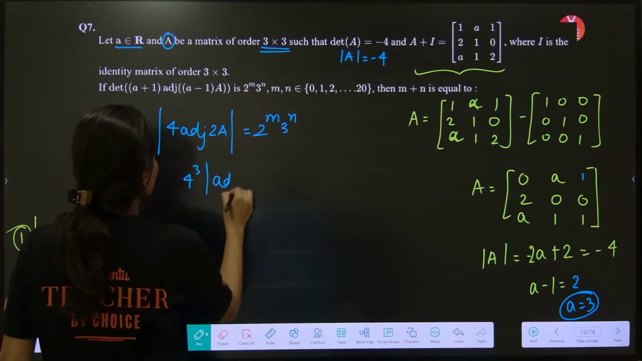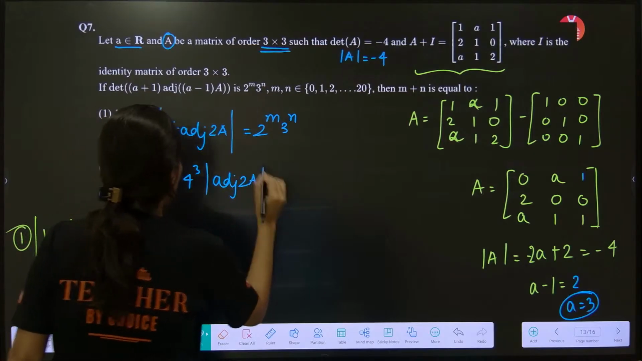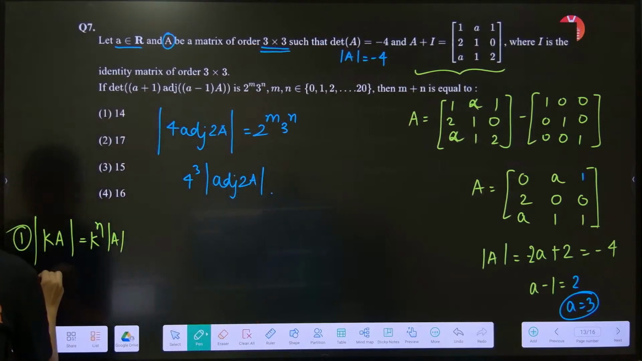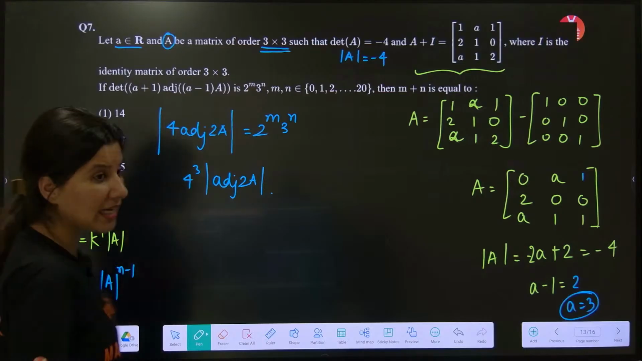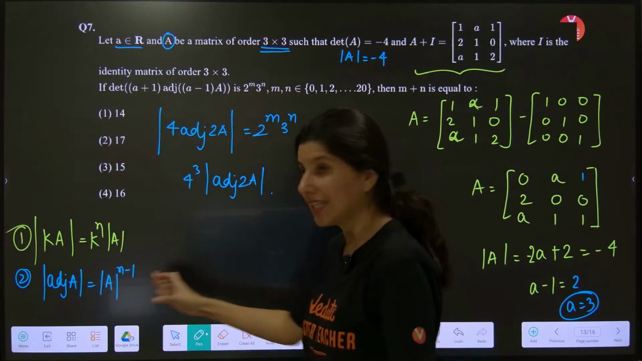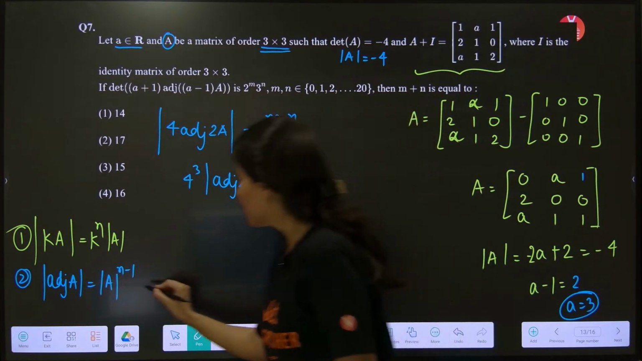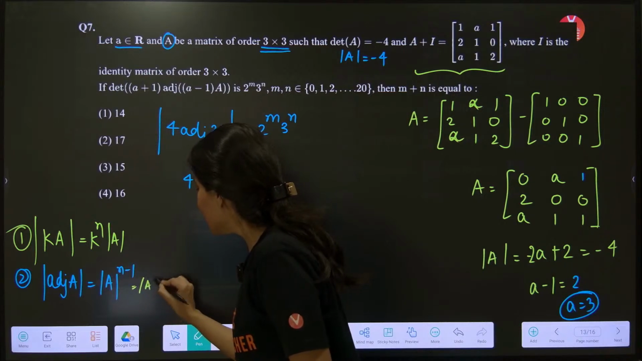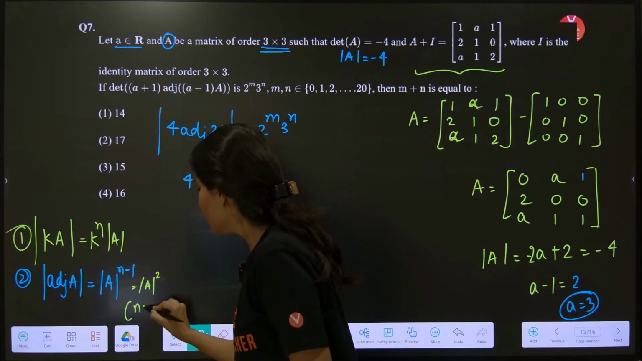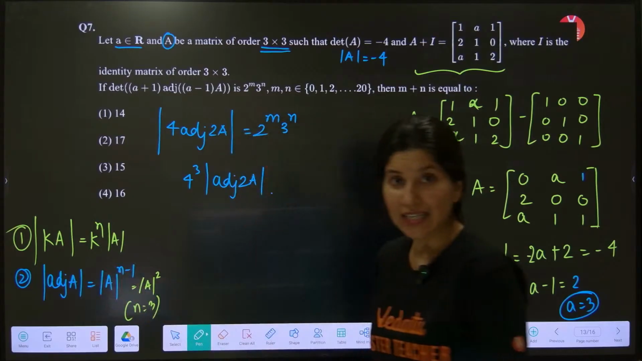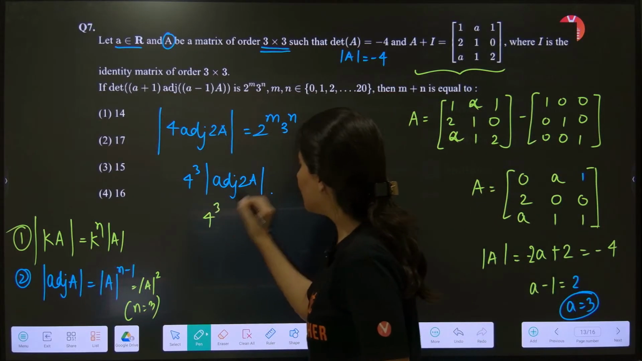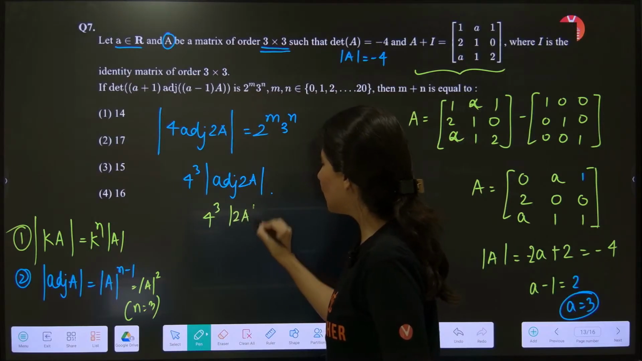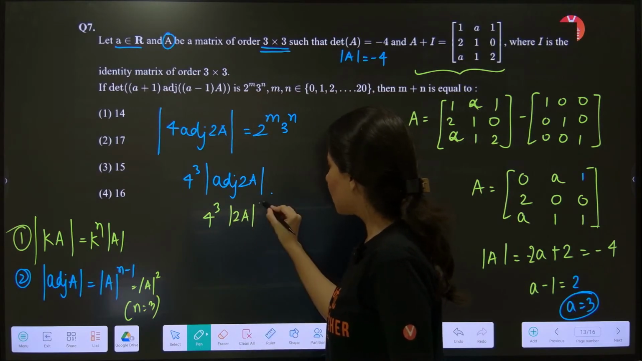Determinant of adjoint of 2A. One more thing, second property: determinant of adjoint of A is determinant A power n minus 1. Here n is the order, 3, so 3 minus 1 is 2. So in this case, adjoint A determinant is nothing but determinant A square. 4 cube, and now this is determinant of 2A, squared.